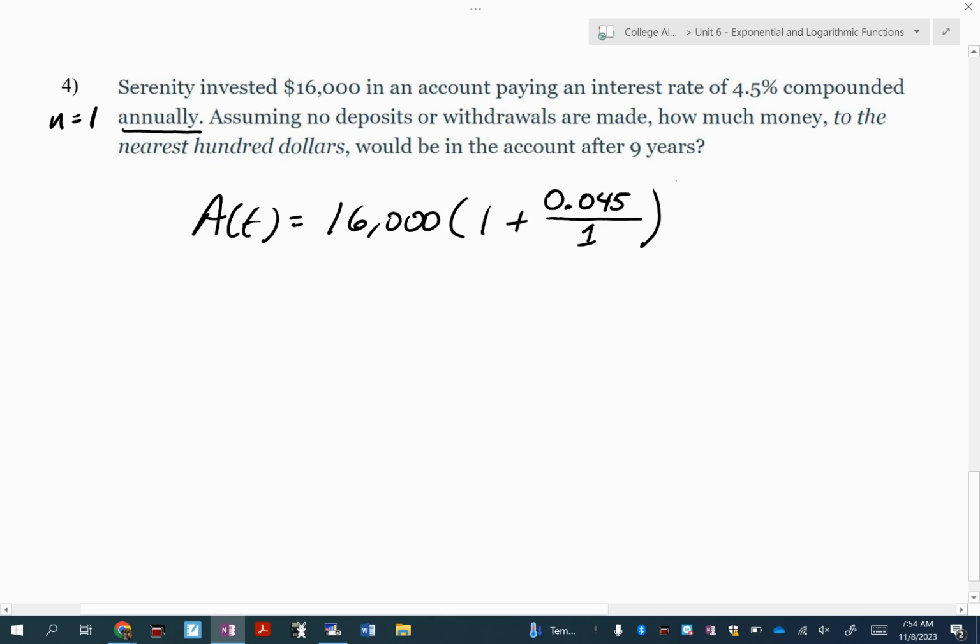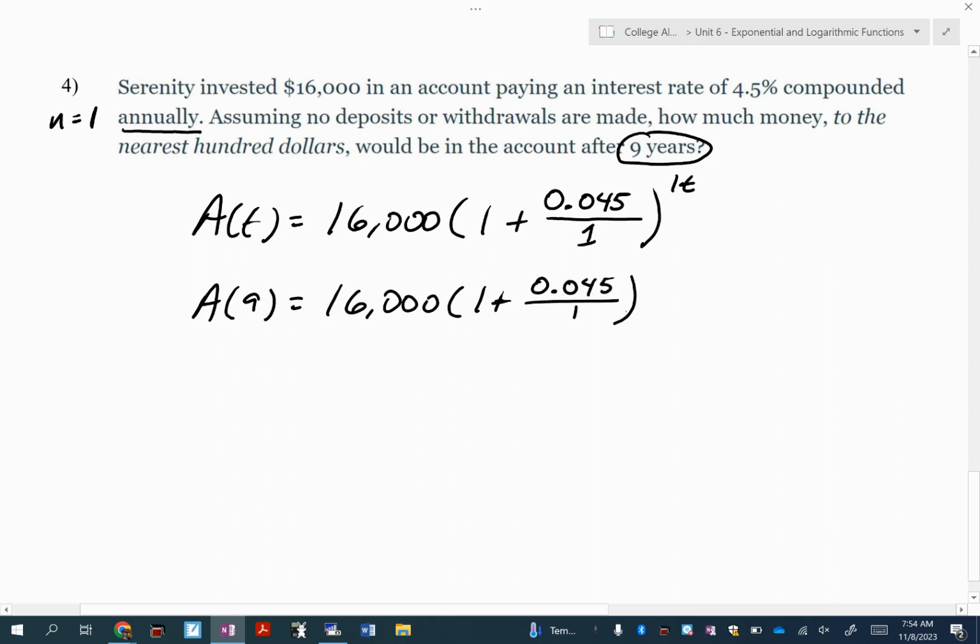All right, so that's going to be to the 1 times t power. We're looking at this account after 9 years, so plug in 9. Since it is over 1, do I technically need to keep that as a fraction? No, I don't. Do I need to even keep that 1 in the power? No, I can just write to the 9th power. The reason I chose this one is that this is actually what you did yesterday in one of your questions. Compounding annually is the basic form.